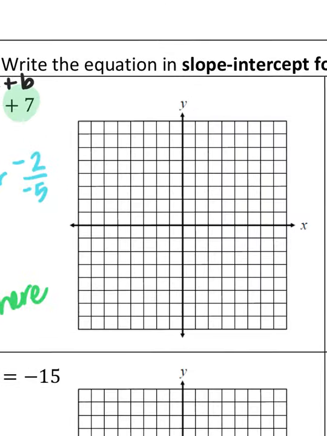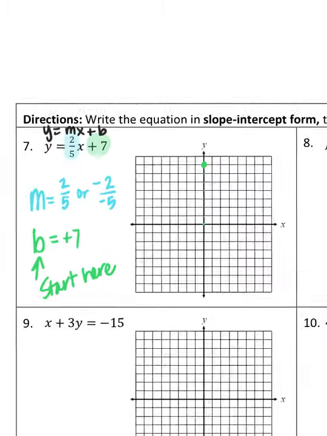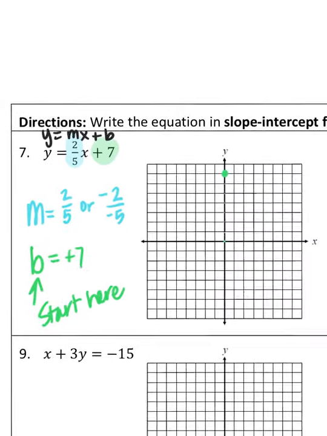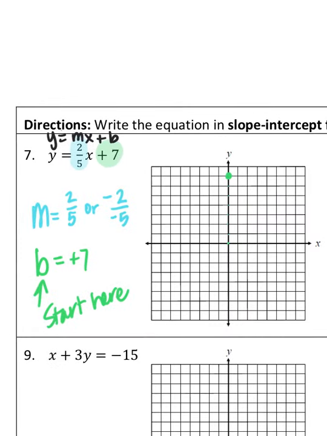If we start at the origin, right here, to plot our b, which is 7, we're going to go up 7. 1, 2, 3, 4, 5, 6, 7. That's our y-intercept. It's on the y-axis at 7. Now we're going to do our slope. If you look at this graph, I can't go up 2. So I'm going to use this form here, and go down 2, 1, 2, and to the left 5. 1, 2, 3, 4, 5. Right there. Actually, that's all I'm going to be able to do for this graph.